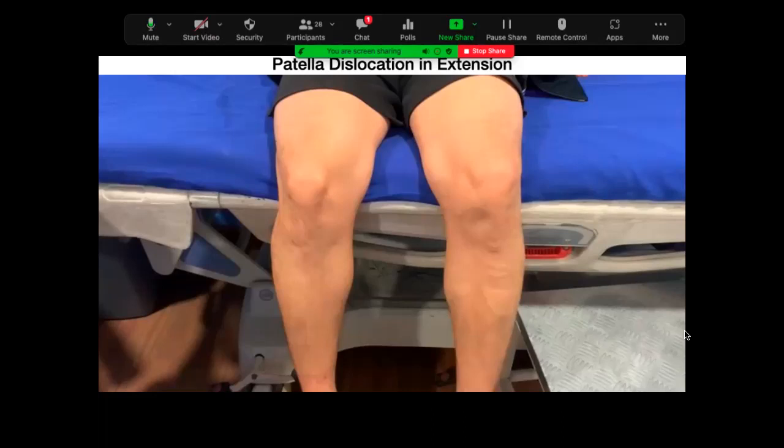You have to do a TTO plus MPFL. Because of the patella alta, the patella has dislocated and the MPFL has now become insufficient. So here, MPFL is not a cause, but it is a result of dislocation. This is very important to understand.